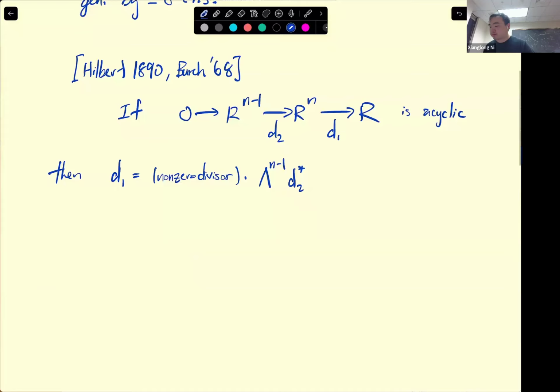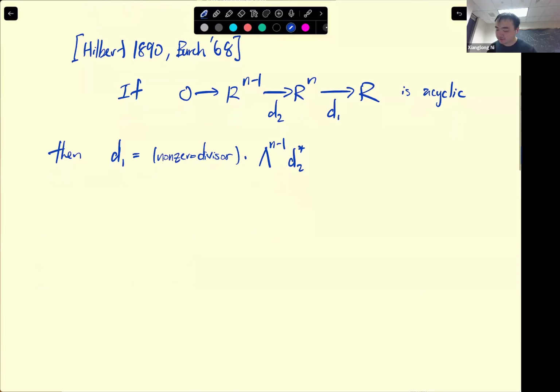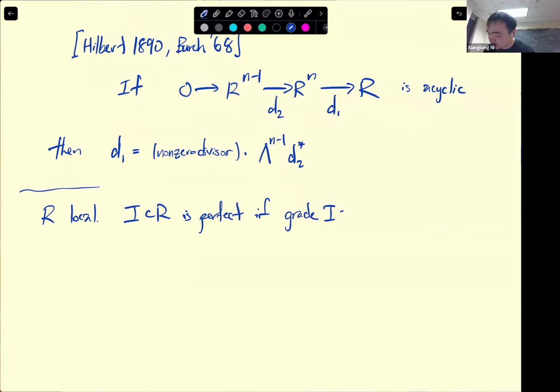Now, as an immediate corollary of this, one gets a structure theorem for grade 2 perfect ideals. So let me first recall what it means for an ideal to be perfect. Let's say R is local. Let me say that I in R is perfect if the grade of I is equal to the projective dimension of R mod I, or in the language of free resolutions, I take a minimal free resolution of R mod I and look at its dual, and the dual is also acyclic, and it resolves the canonical module.